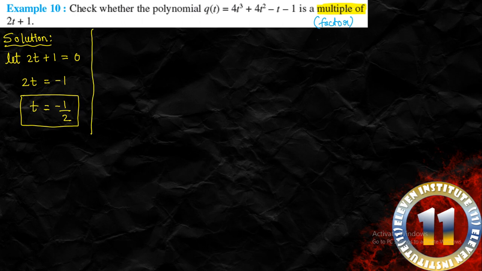So we have a value of t. Now we just have to substitute this value of t inside this polynomial. So let us write the polynomial over here. Q of t is equal to the polynomial given to us.